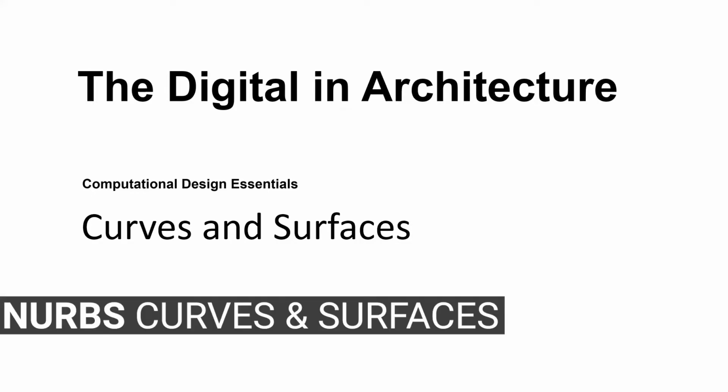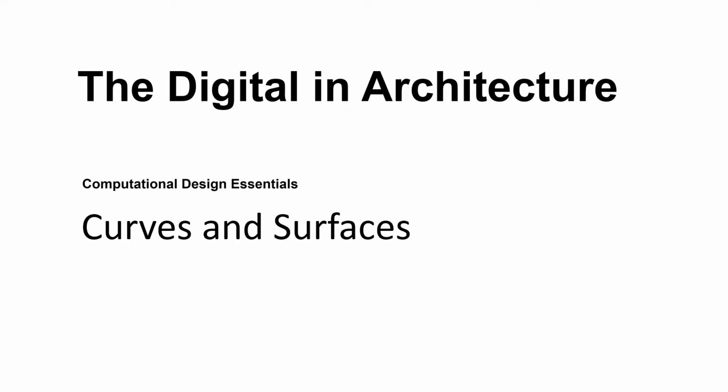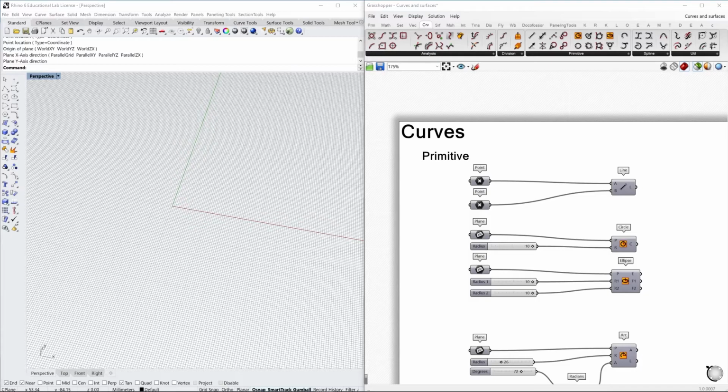NURBS are mathematical representations that can very precisely model any shape, from a simple 2D line, circle, or arc to the most complex 3D freeform organic surface or solid. But let's have a look into how we can build those geometries in Grasshopper.